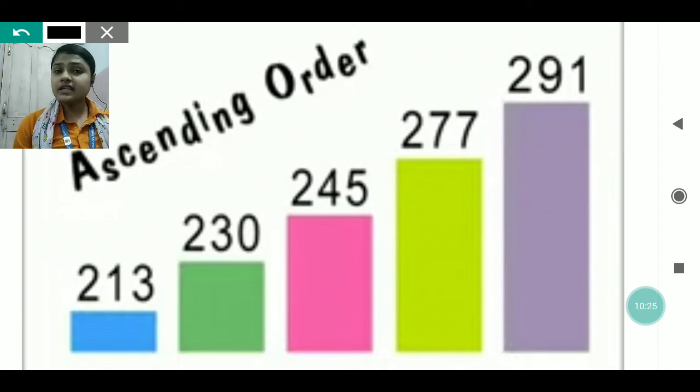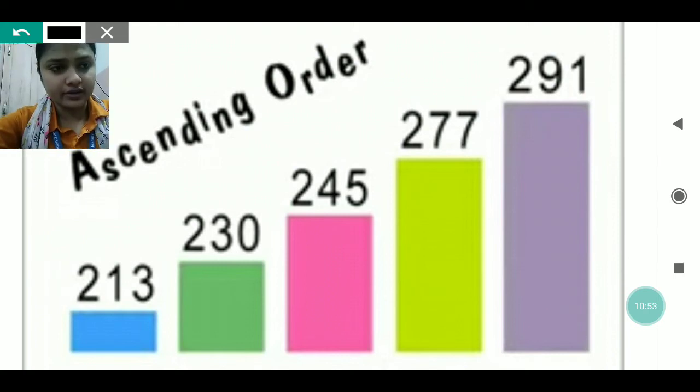Like 213 here is the smallest one. After that 230, then 245, 277 and 291. So it is going from the smallest to the largest in increasing order, and it is called ascending order. When we are writing numbers from the smallest to the largest in increasing order, it is said to be ascending order. Now we are going to move ahead with descending order.